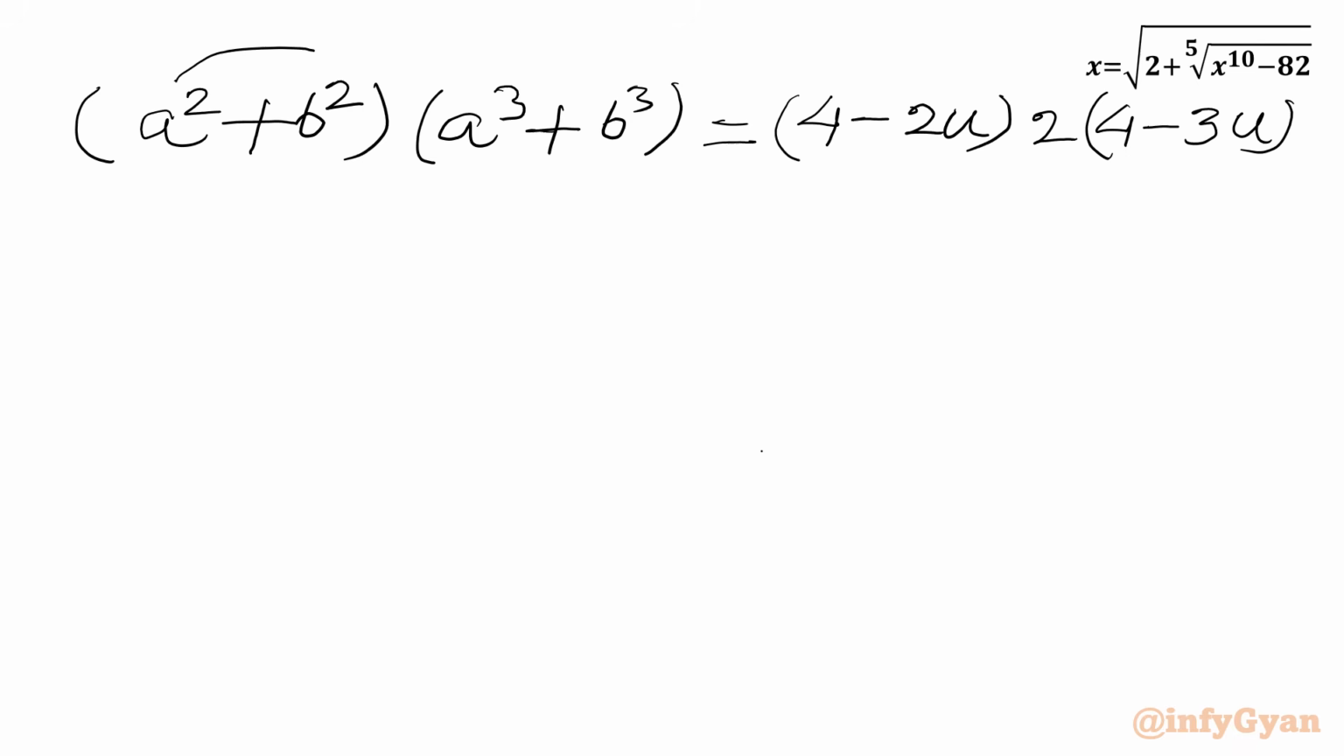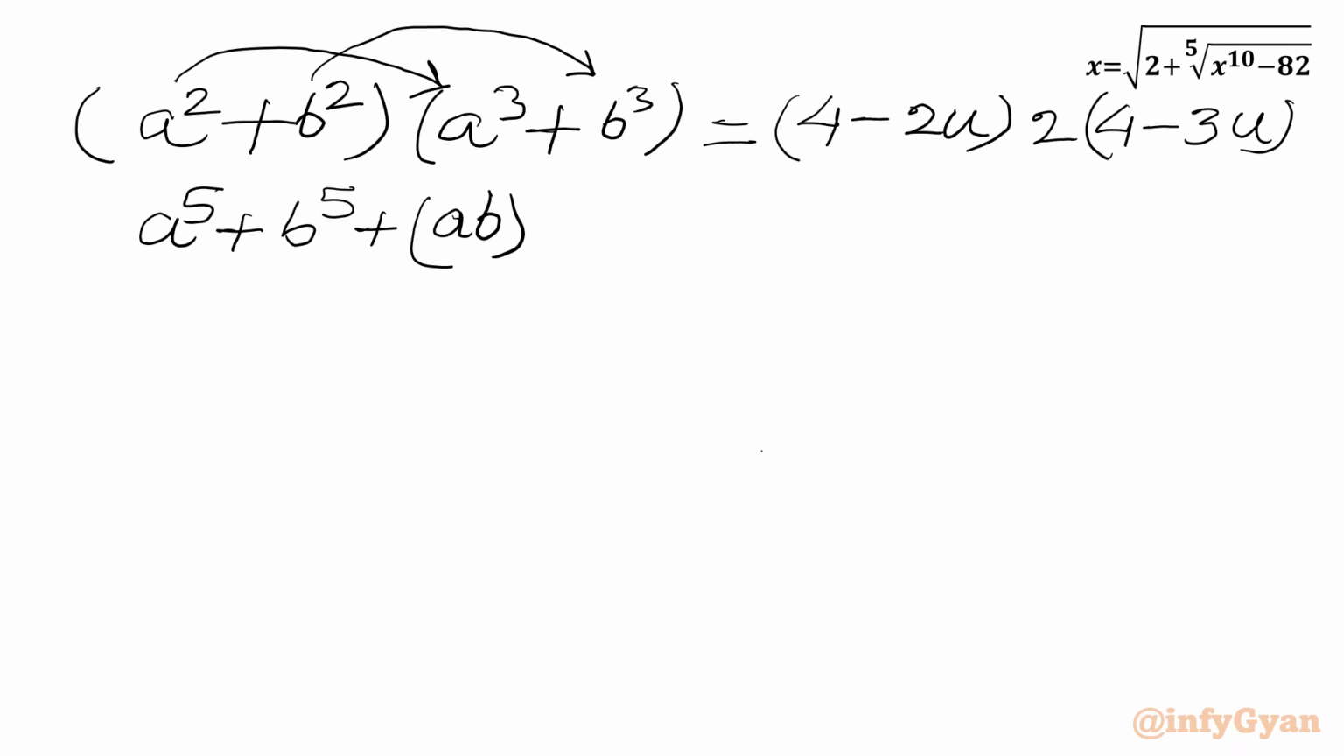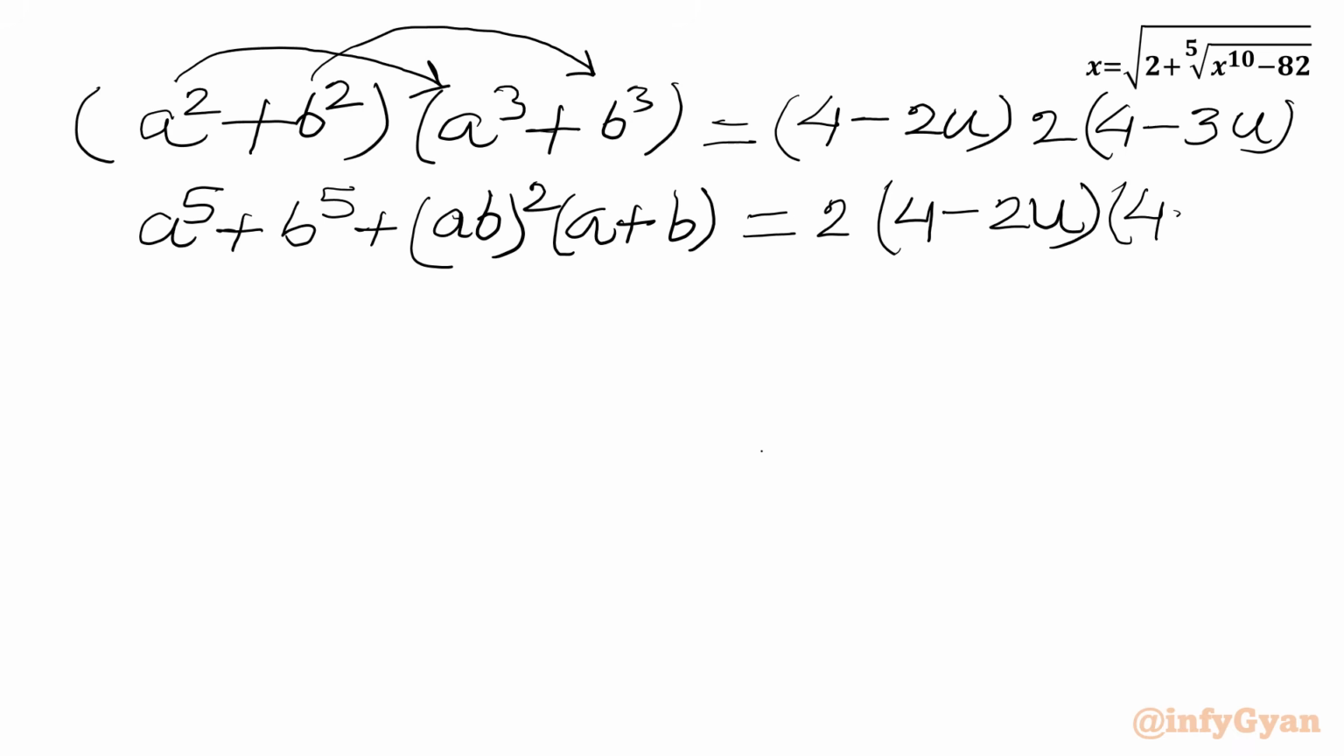Now we'll multiply term by term. A square with a cube, a power 5. B square with b cube, b power 5. Cross product terms: a cube b square plus a square b cube. So we will take ab whole square common, which is a square b square. So in bracket we will get a plus b equal to 2 times 4 minus 2u times 4 minus 3u.